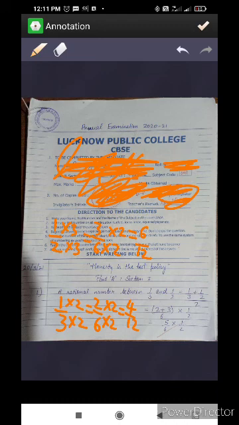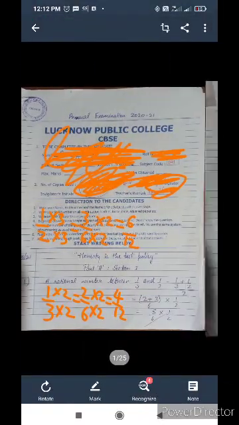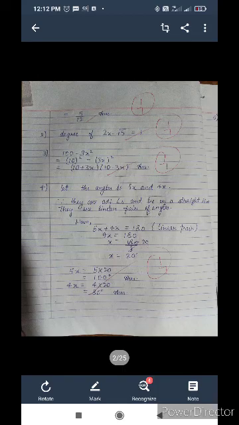So 5 upon 12 we will be getting as the answer for this part.